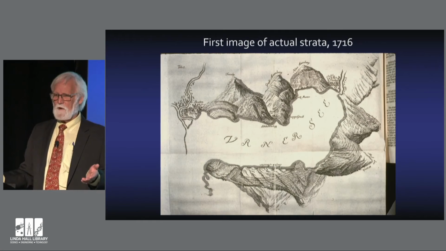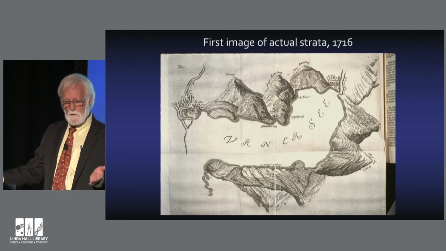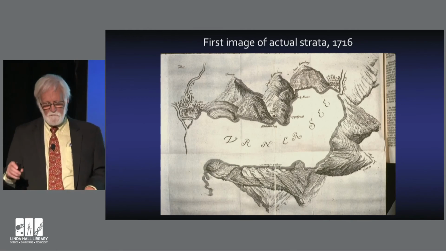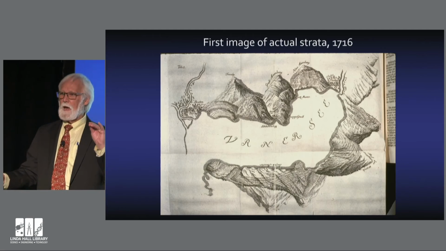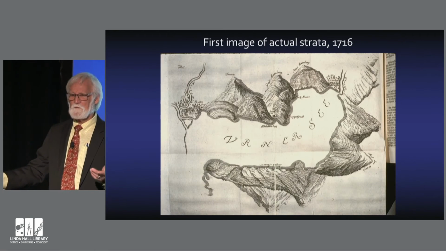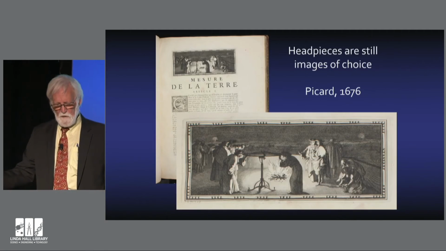The first one I've ever found is from 1716 by Johann Schweitzer, actually by his brother, and it records a place in Switzerland where there are these six mountains that kind of ring the lake, the Erner See, and he's tried to draw in what the strata look like. So that's almost 50 years after Steno's little diagrams. So nothing is changing very fast.